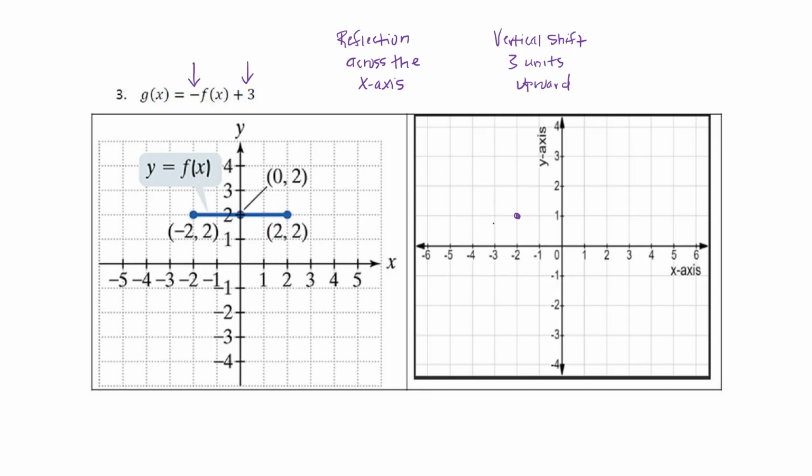Then continuing on with our pattern, 0, 2, when reflected across the x-axis would get us 0, -2, then moving up 3 units would get us the point 0, 1. Then 2, 2, reflecting across the x-axis would get us 2, -2, up 3 units, we get 2, 1. And you connect the dots.